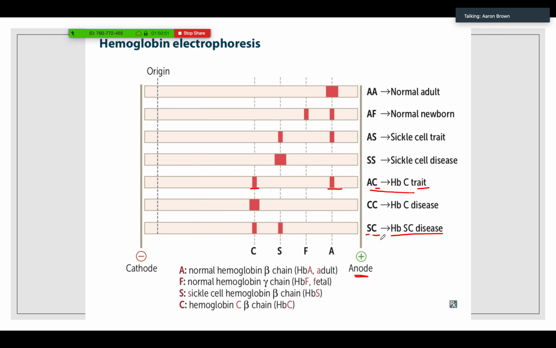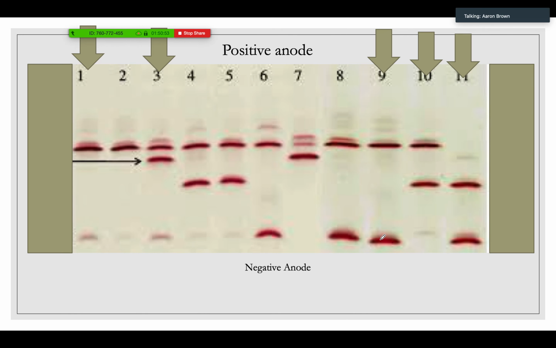Okay, very good. And so now we can kind of put all of this theory into practice. We have a negative anode here and a positive anode here, and then all of our lines of hemoglobin along these panels. So are the hemoglobins moving this direction? Are they moving up or are they moving down? Which way are they coming from? Which way are they going to? Going up. They are going up. They're moving away from the negative and towards the positive.